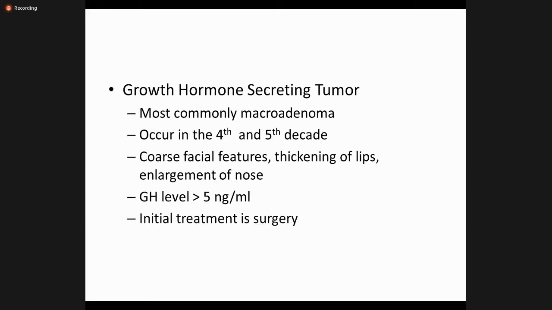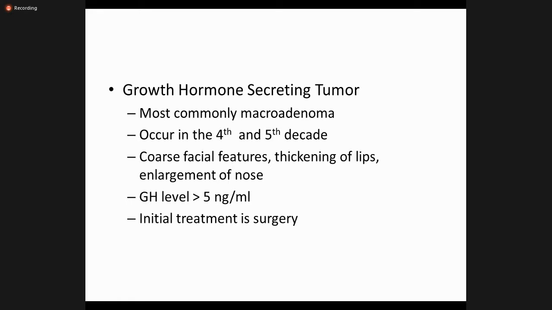Then the growth hormone secreting tumor is the most common macroadenoma. Prolactinoma is the most common microadenoma, and growth hormone secreting tumor is the most common macroadenoma. They occur in the fourth and fifth decades. Because of the excess growth hormone release, there are features of acromegaly, as I said earlier, that is enlargement of the acral parts, enlargement of the jaw, prognathism, macroglossia, and bossing of the forehead.